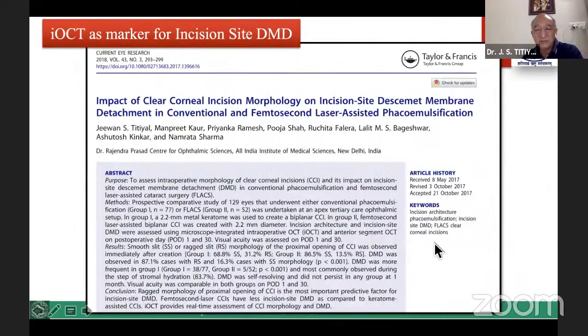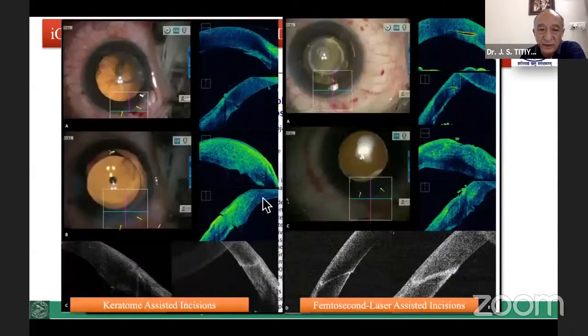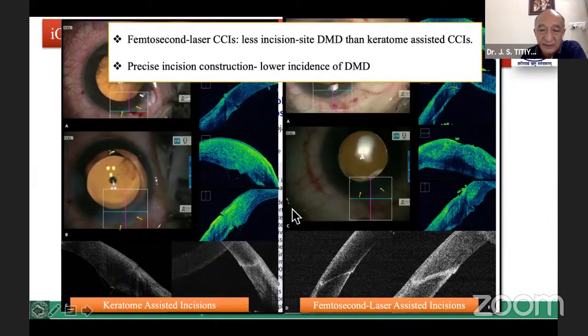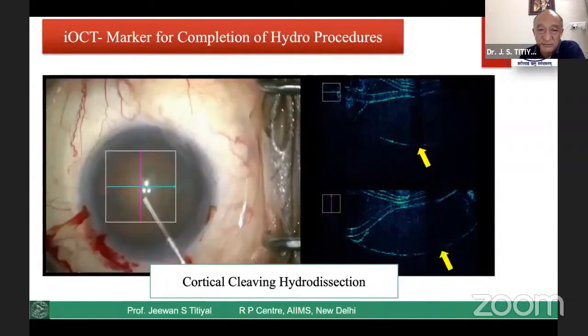We have seen the impact of this incision with IOCT examination, comparing manual incision versus femtosecond incision, and the DMD associated near the wound site is very important to see. These are post-op anterior segment OCT images also. We realized that if you do a nice orientation of the incision with femtosecond, the chances of wound site DMD are less with femtosecond incisions.